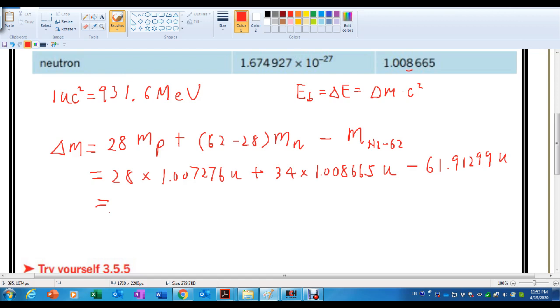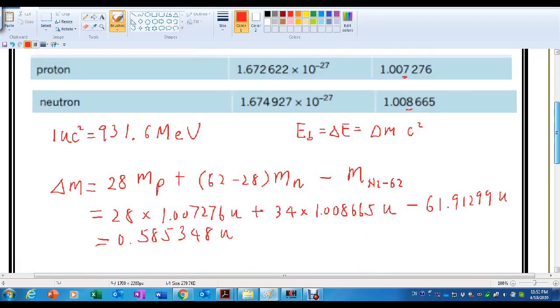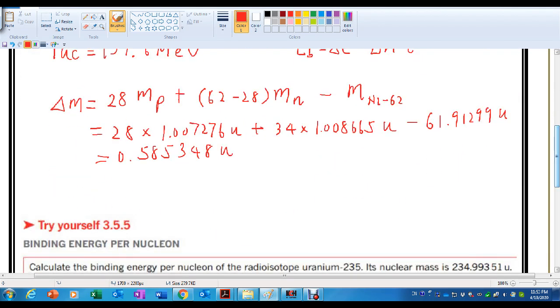Right, let's get the delta M. Delta M would be, okay, 0.585 u. Okay, so that's mass delta M, and then you are going to calculate the binding energy.